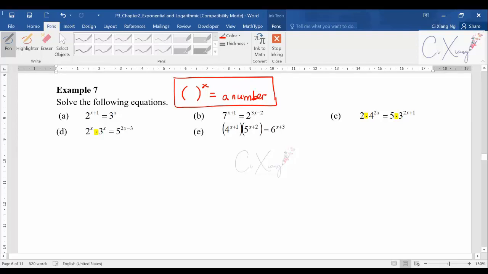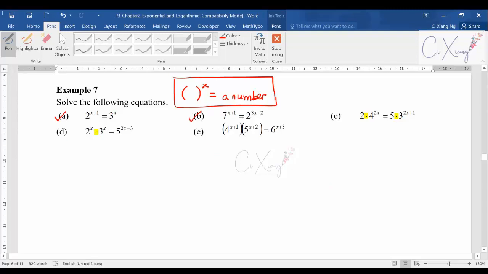Okay, of course this is not the only method, but to me, if you try to rephrase the equation like this, then later when you solve it, it will be much easier. Alright, as an example, maybe I will show you one. For this question, I will solve part A and also part B. Then you try C, D, E yourself later.